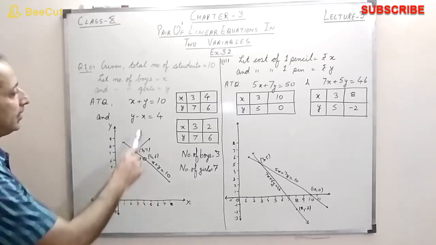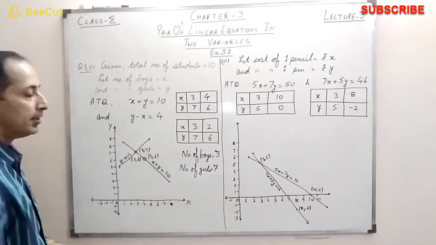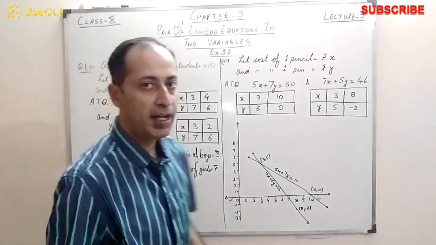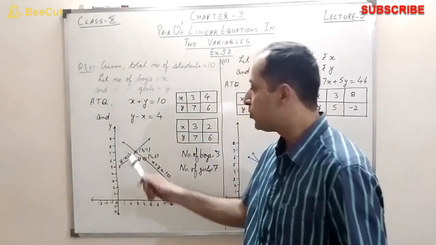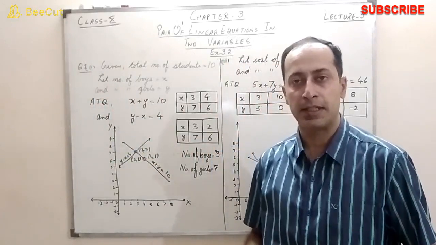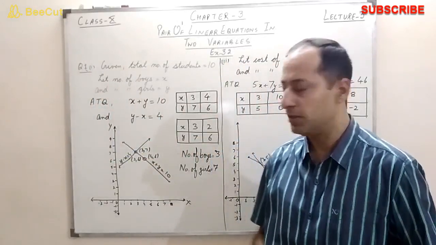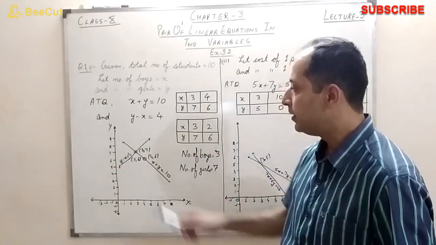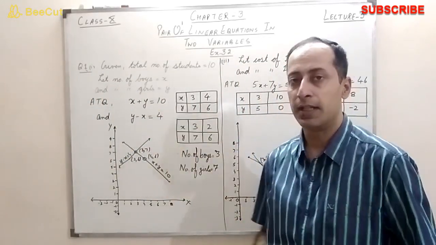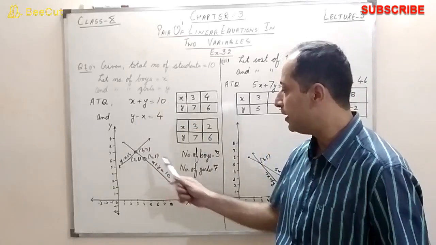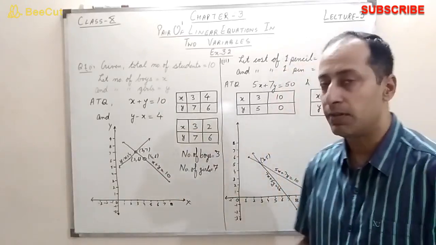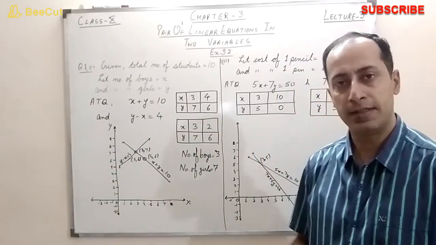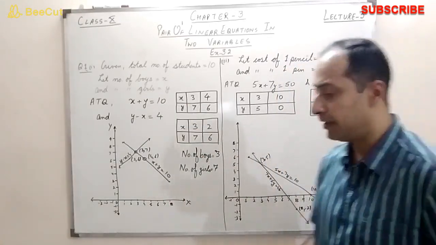Similarly, for the second equation, we have this line. So the point where the two lines meet is basically the solution of the pair of equations. The point where they meet is 3, 7, right? So it means the value of x is 3 and the value of y is 7. It means the number of boys is 3 and the number of girls is 7. Now let's see the next question.